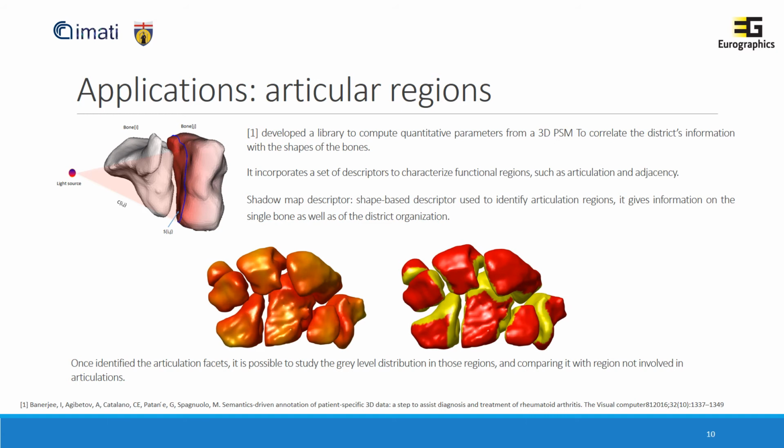The idea of the descriptor is that the articulation regions are the areas of the bone that face each other, and these areas can be defined as the shadow cast by each bone on the other. Once the articulation facets are identified, it is possible to study the gray level distribution in those regions and compare it with the region not involved in the articulation.